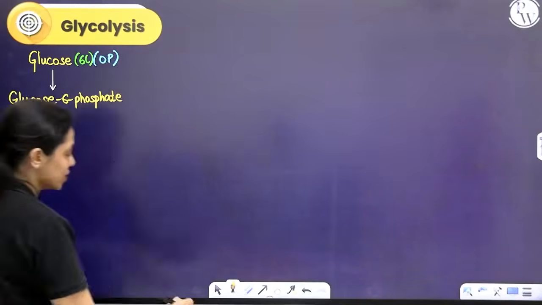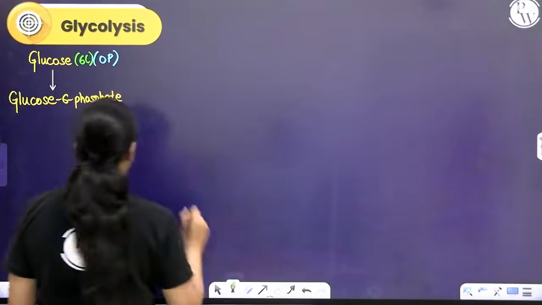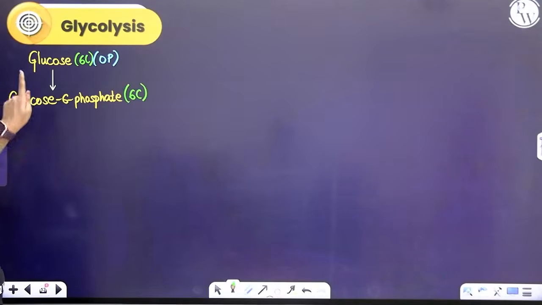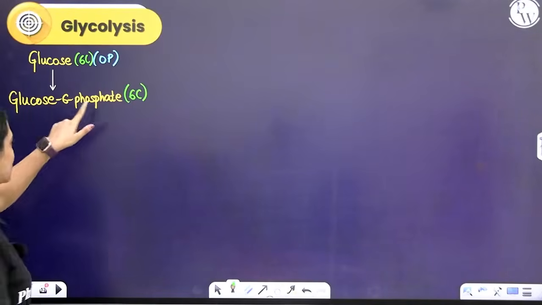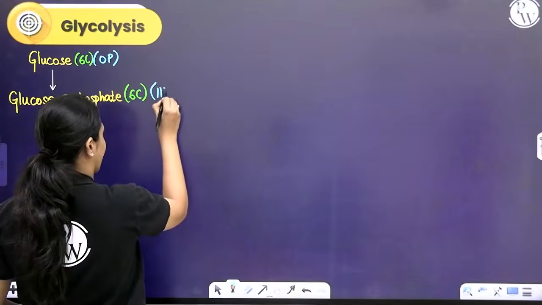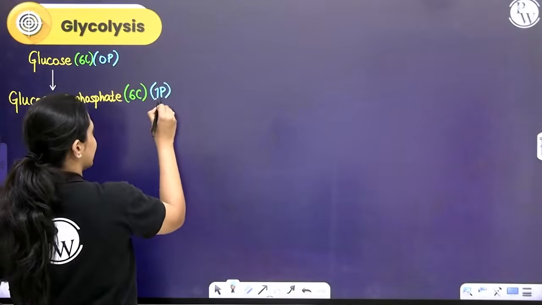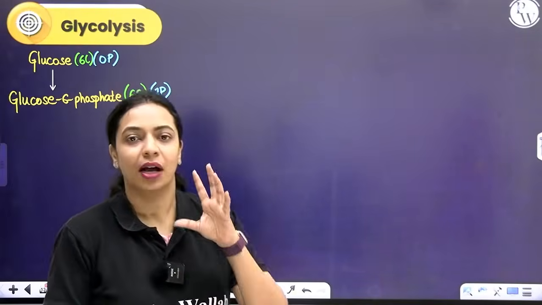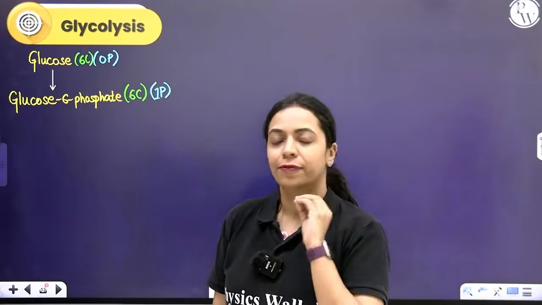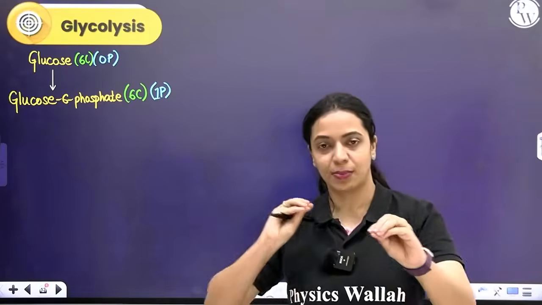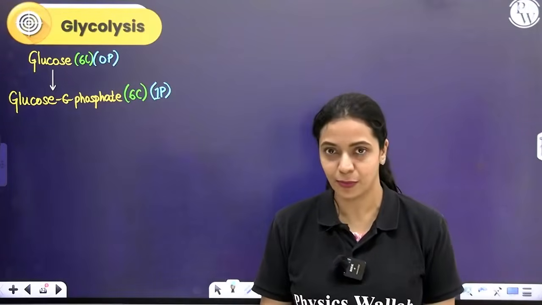Now this glucose 6-phosphate has 6 carbons, but we are calling it glucose 6-phosphate. So to the 6th carbon of glucose, a phosphate group is attached. So this now has 1 phosphate. Where did this 1 phosphate come from? Where did the phosphate come from for phosphorylation of glucose? Glucose has 6 carbons. To the 6th carbon, 1 phosphate group is attached. Where did that phosphate come from?